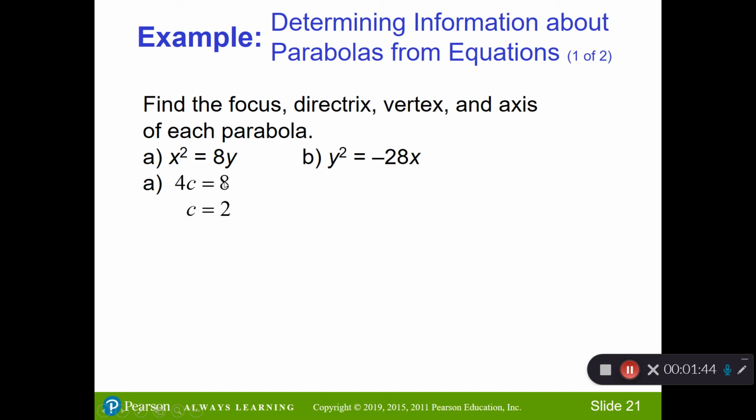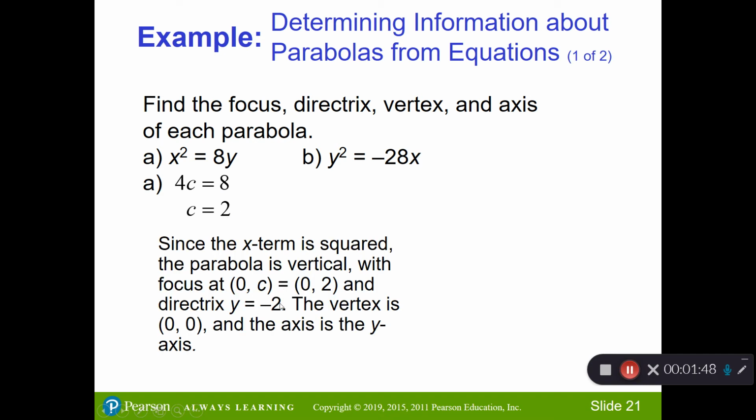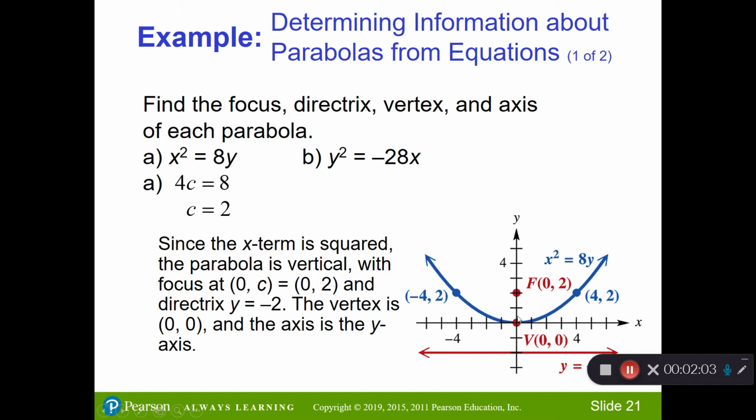The 4c is the 8. Divide by 4, we get c is 2. So I go up 2 to get to the focus and backwards 2 to get to the directrix. The directrix is an equation of a line, so it's y equals. The focus is a point, so it's the point 0, 2. My graph looks like this.